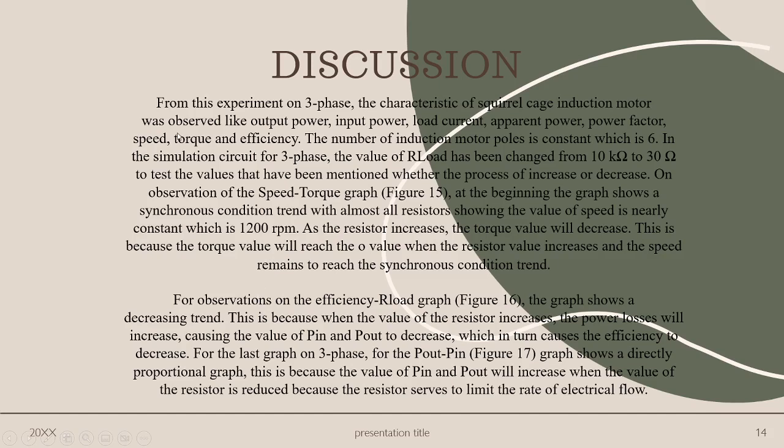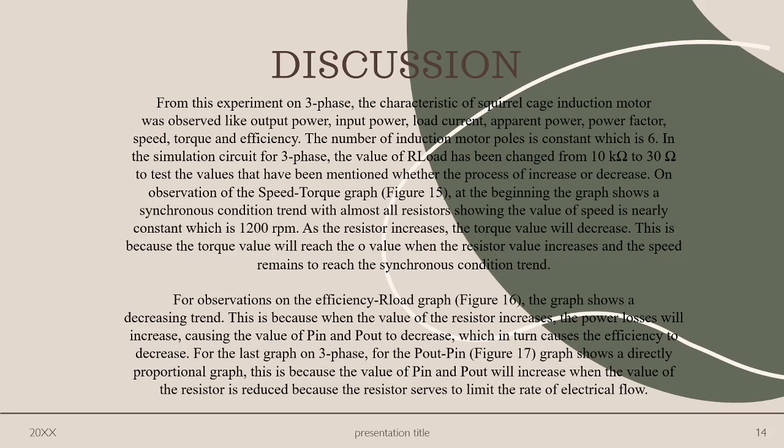So, the discussion from this experiment on three-phase: the characteristics of the squirrel cage induction motor were observed, like output power, input power, load current, apparent power, power factor, speed, torque, and efficiency. The number of induction motor poles is constant, which is 6. In the simulation circuit for three-phase, the value of R load was changed from 10 kilo ohm to 30 ohm to test whether the values mentioned increase or decrease.